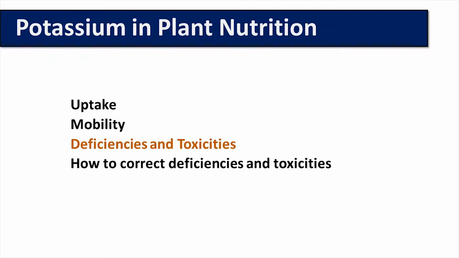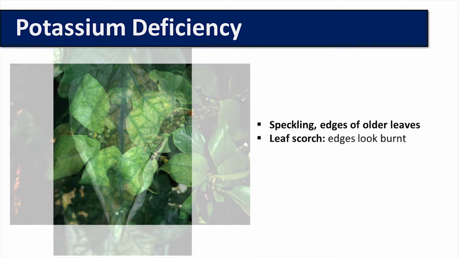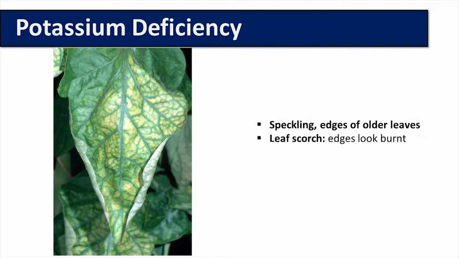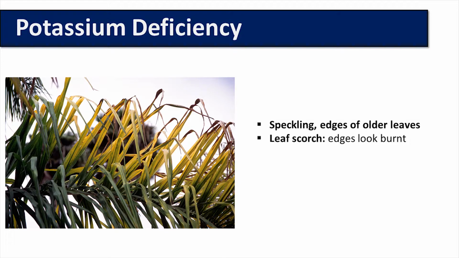Deficiencies and toxicities. If there are potassium deficiencies, there can be brown scorching and curling of leaf tips, as well as chlorosis or yellowing between leaf veins, symptoms that are very evident. Because potassium is important in plant water status, it mimics a lot of the symptoms associated with drought stress.